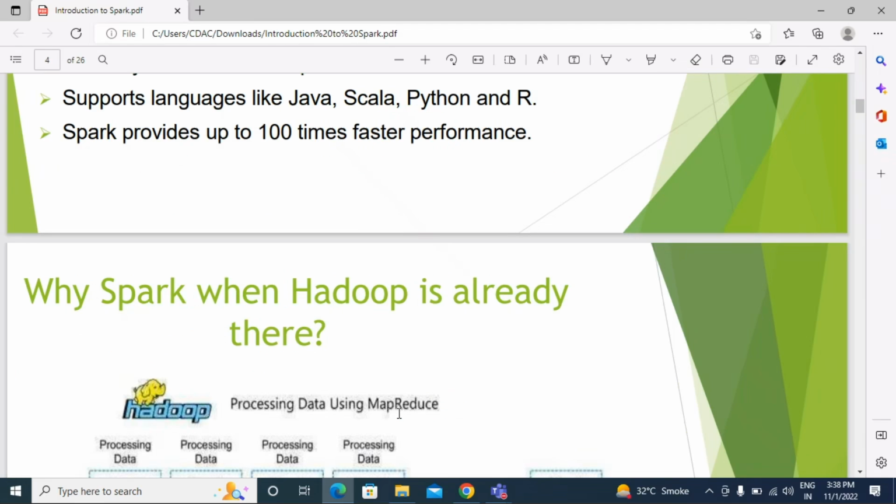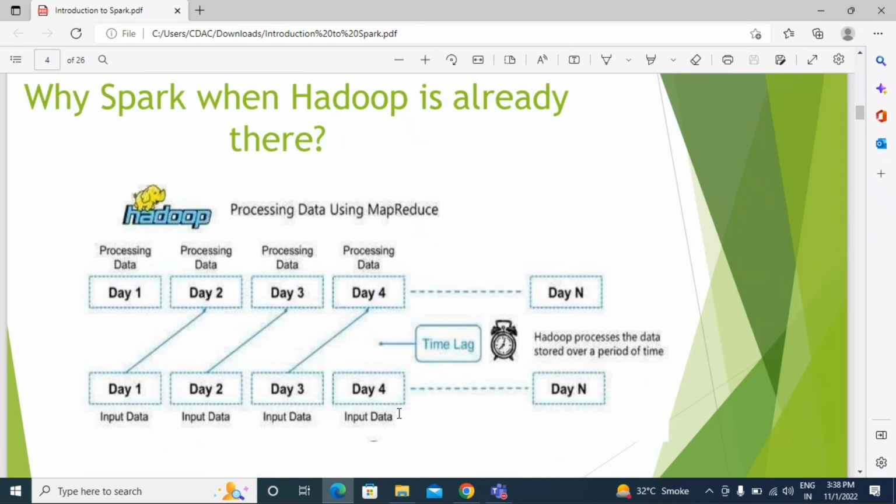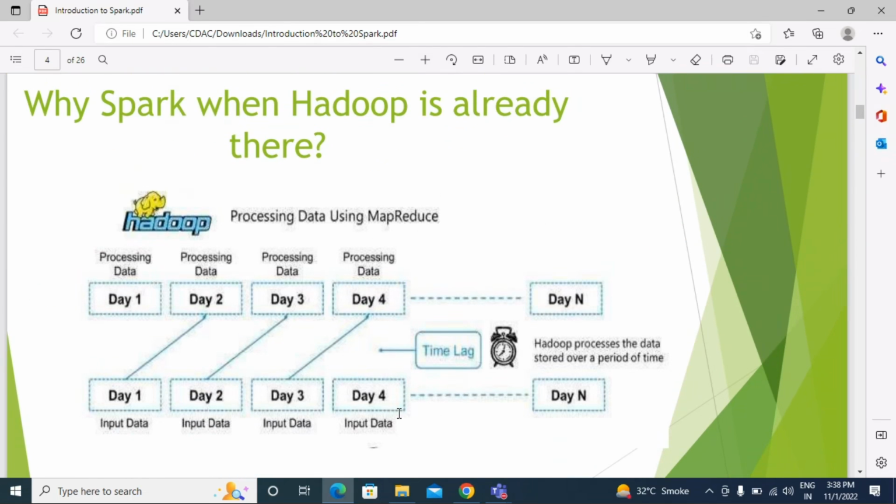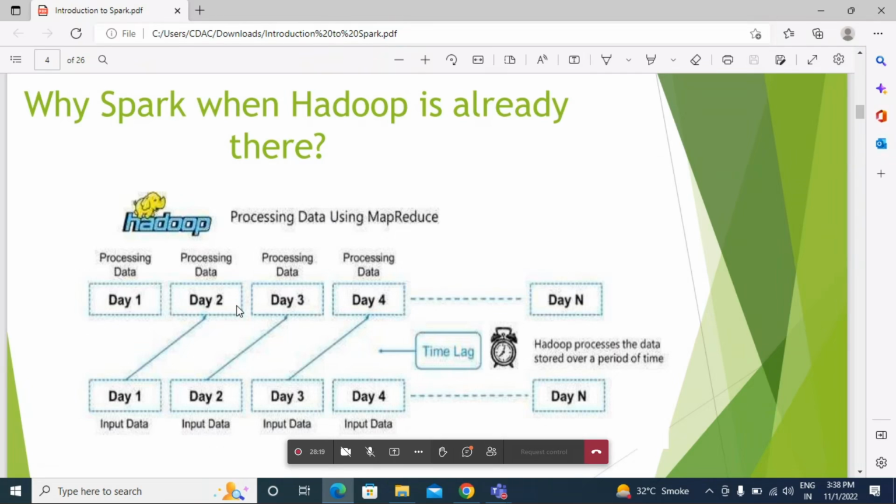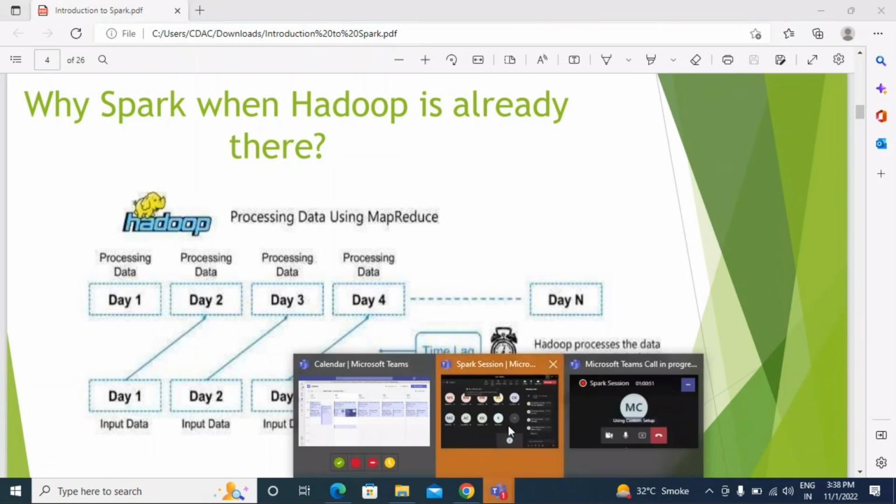Then why Spark when Hadoop is already there? With Hadoop, what is happening is that over a period of time we are processing the data. The data is stored in HDFS and it is processed afterwards. So there is a time lag between storing and processing of the data. It is not being done readily.